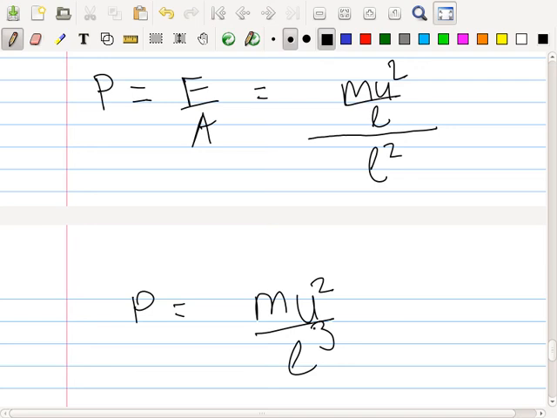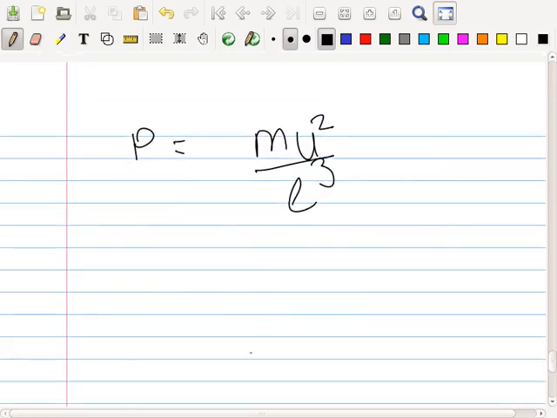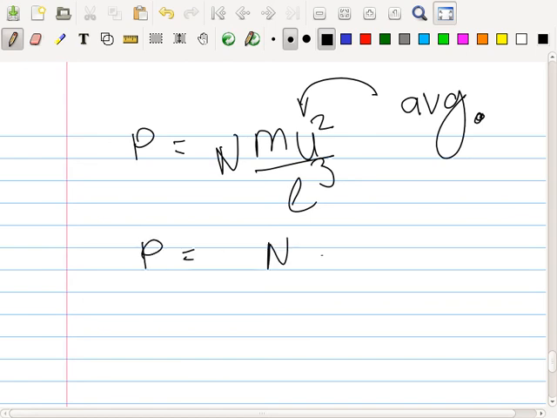But that's only for one particle, right? We have many particles, N, so we need to multiply by N. But this here, that's going to be different for each particle, right? So instead we should use the average. You know average? So I get P equals N m average speed squared over L cubed.